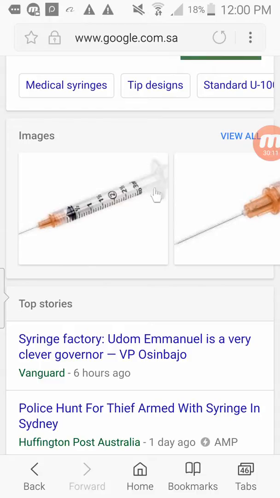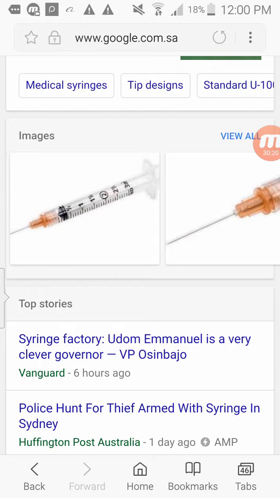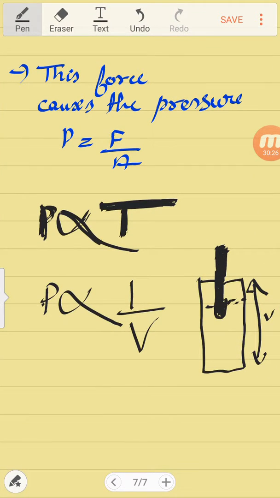So if you move this one, then this distance will get less, right? That's why I'm saying I have drawn this, but you cannot understand my diagram. When you put more pressure in the syringe, the distance gets lower. So that's why pressure is inversely proportional to volume.